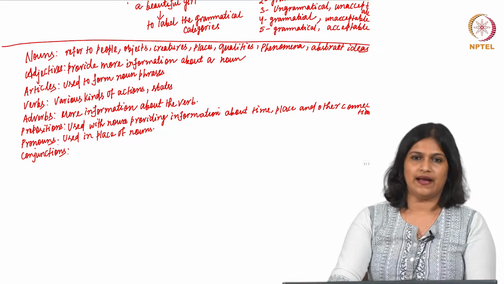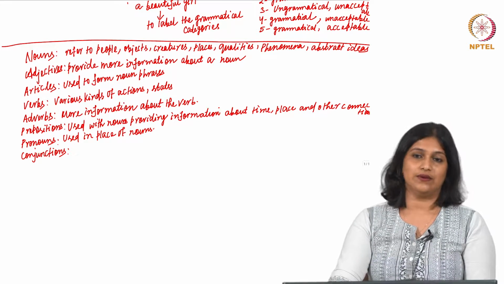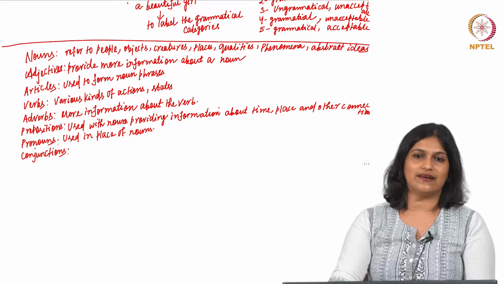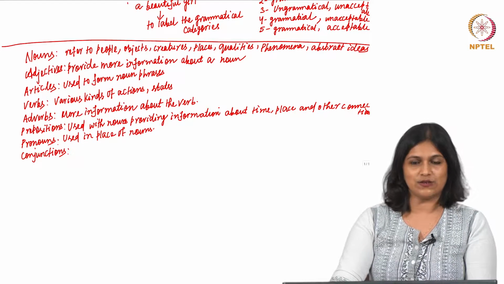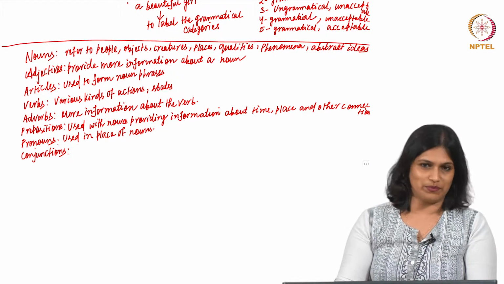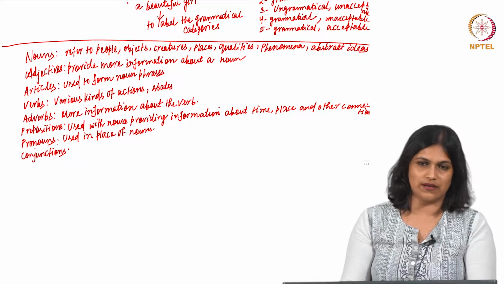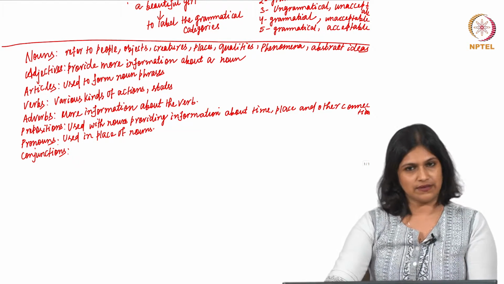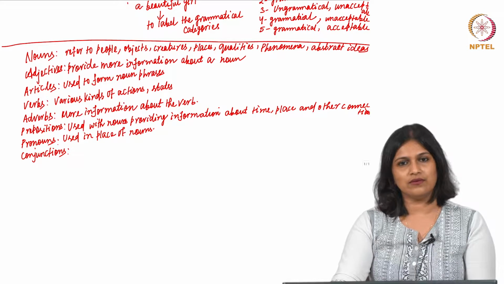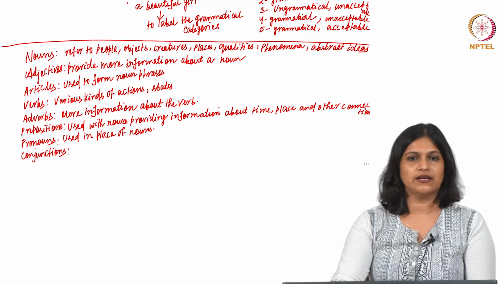I can say I saw John yesterday, he was going to the market and I called him to come with me. So, this he and him, these would be pronouns. I am sure this is what your understanding is as far as pronoun is concerned when you approach it from the prescriptive grammar.